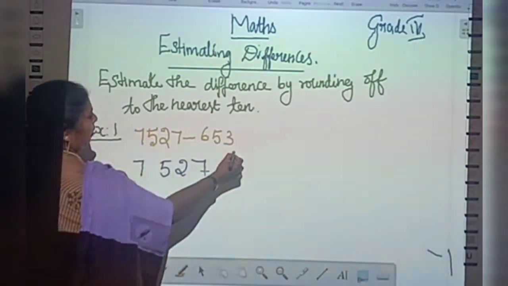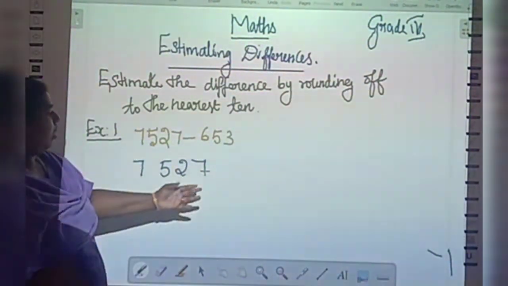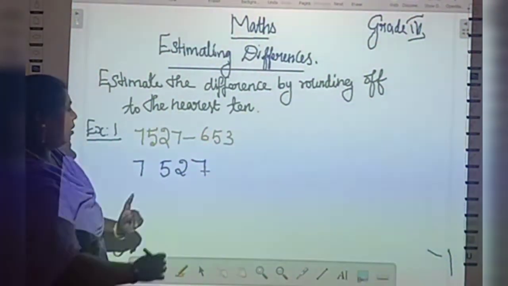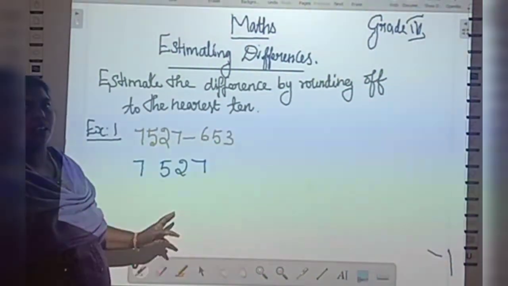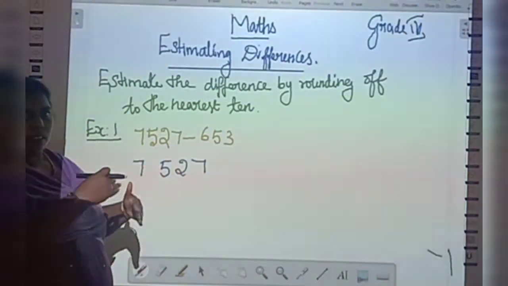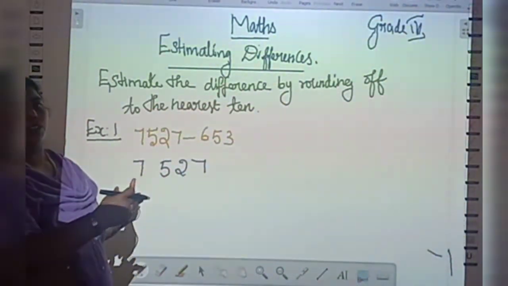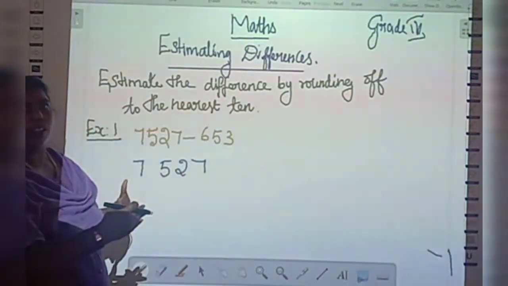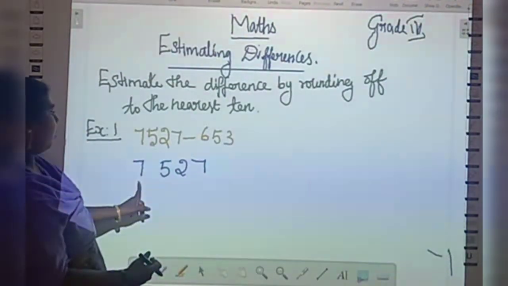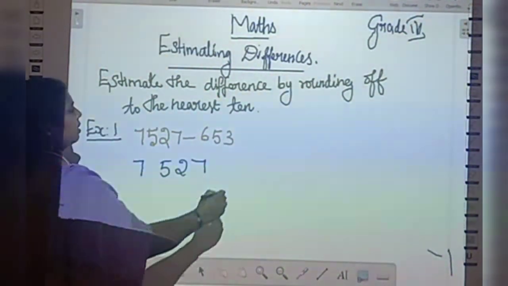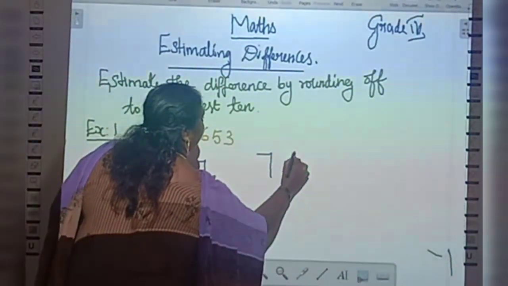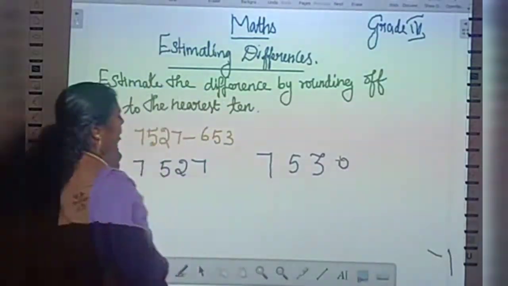7527. How do we calculate the nearest 10? Here the 1's place is 7, the 10's place is 2, so the two digits are 27. 27 to the nearest 10, how much will it come? It will be 30, because the number is between 20 and 30 and above 25 it is closer to 30. So the nearest 10 value is 7530. Here the estimated value is 7530.